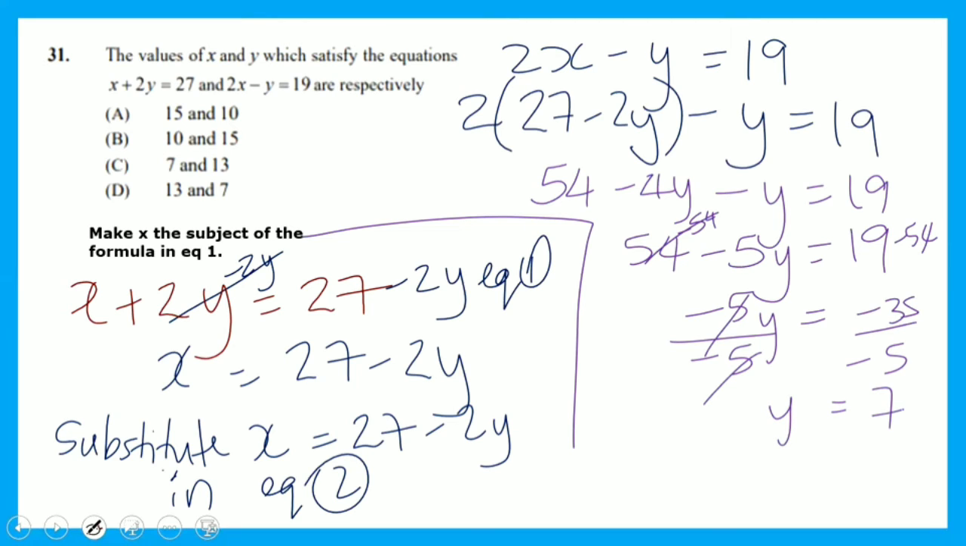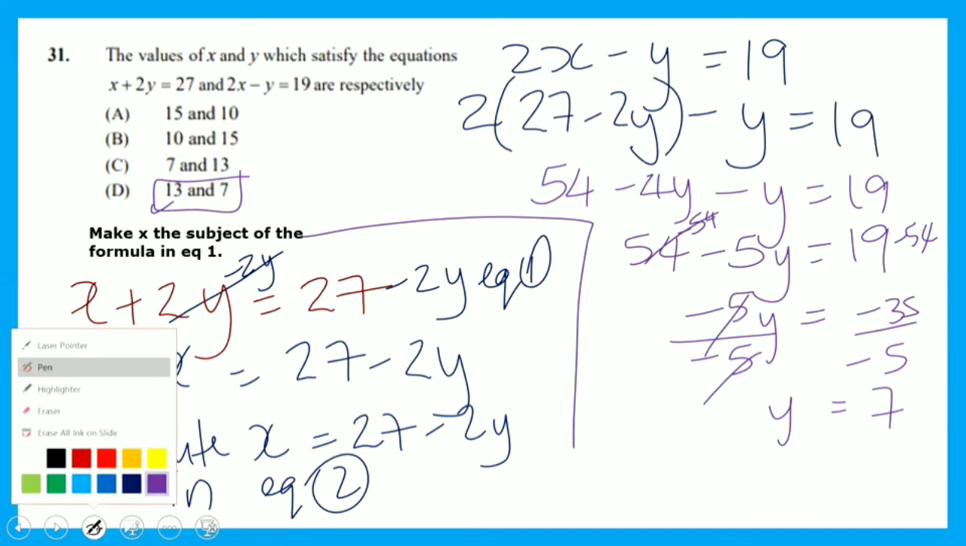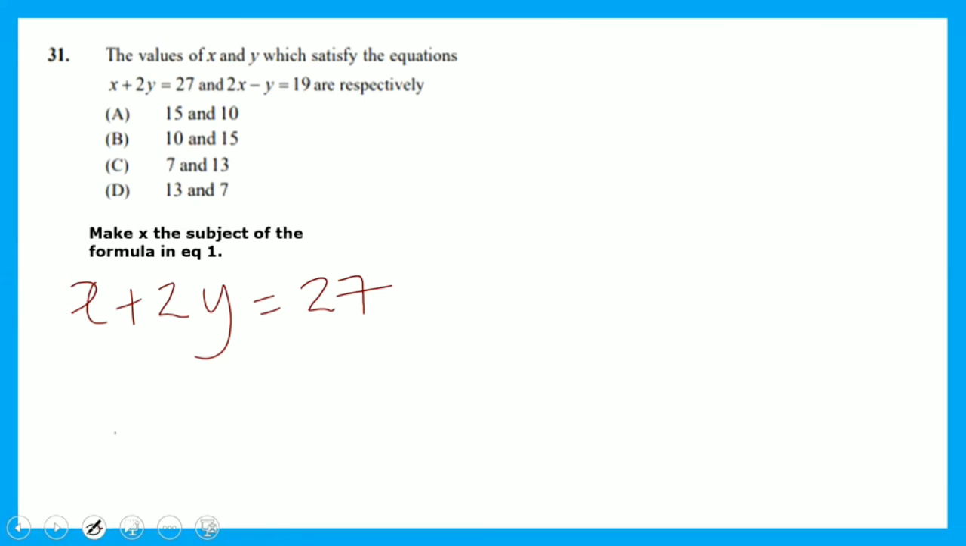to 7. And again, if you substitute this value of y in any of the equations, you will solve to give you x equals 13. Y equals 7, x equals 13. And finally, you could have just taken the answers and substituted them.